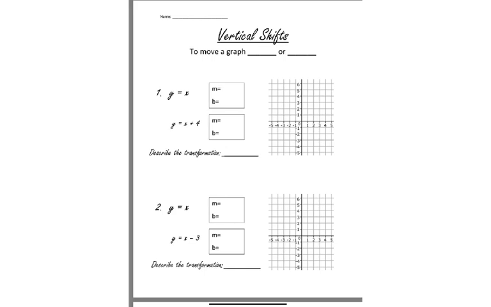Okay, so now we're going to take our parent function and we're going to shift it. We're going to move the graph up or down. So in my first example, y equals 1x plus 0, we said was our parent function. So my slope is 1 and my b is 0. We're going to graph that first. I begin at 0, and then I move up 1 over 1. Okay, that's the line y equals x.